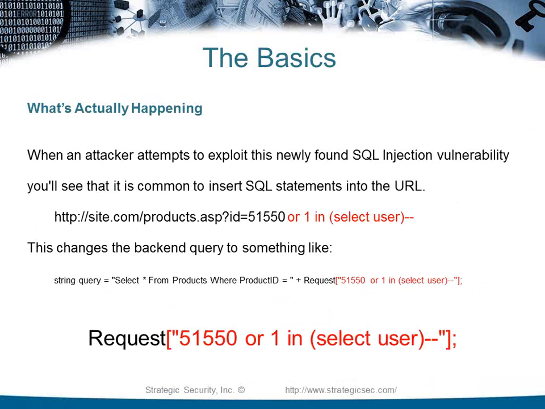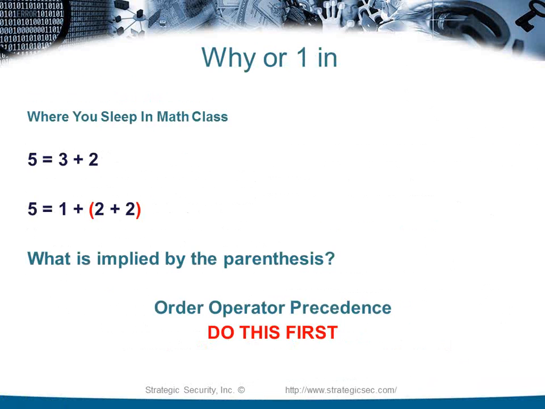ASP question mark ID equals 51550. Then you've got or 1 in select user. Now when you look at the query, the base of the query is the same, but the where clause looks weird. Request equals 51550 or 1 in select user dash dash. So, you know, WTF, right? Okay, so let's figure out what that is. Why the or 1 in?